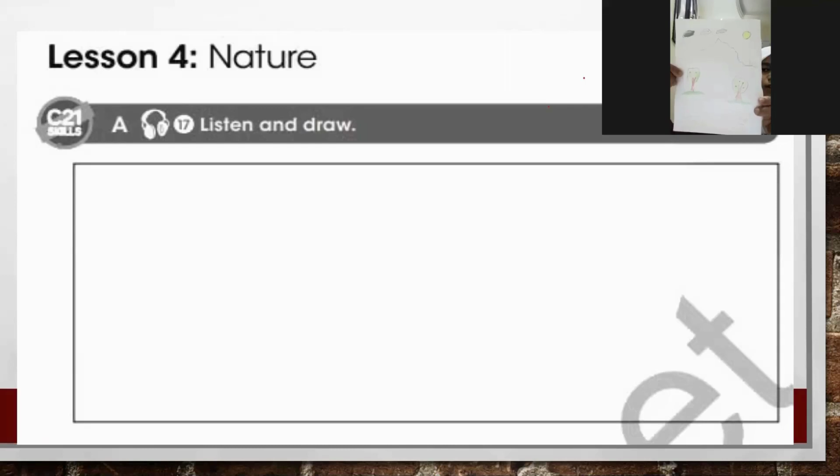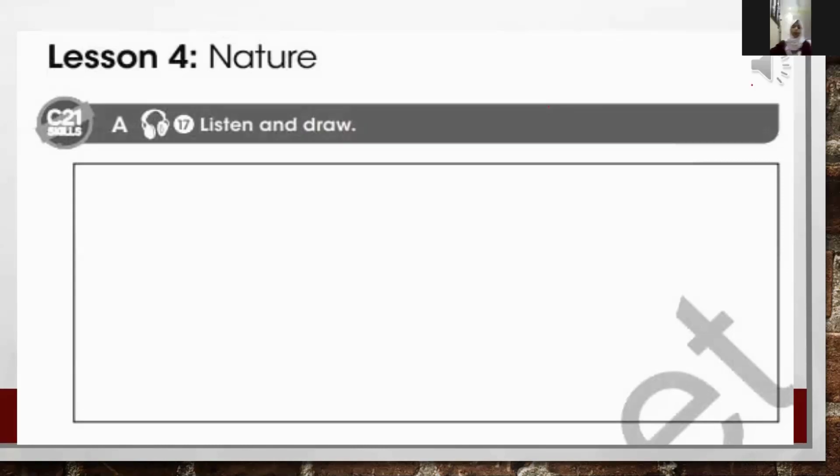Yes, you colored them. We have a black cloud. Can you show it again? Yes, we have the mountain, the trees, the grass, and the sun, which is yellow and gray. Very good. Thank you so much, Fatima.